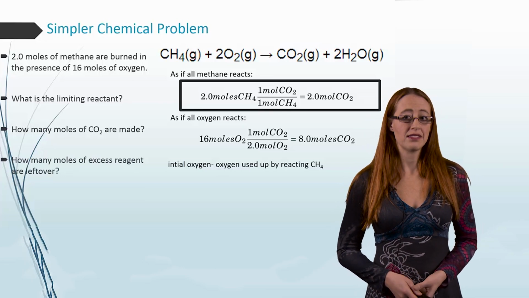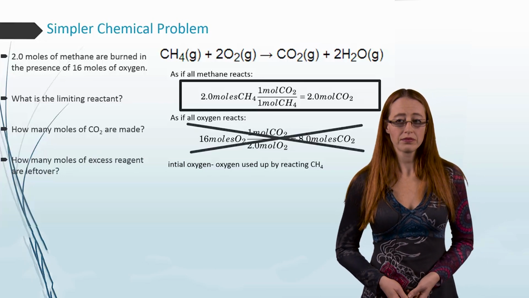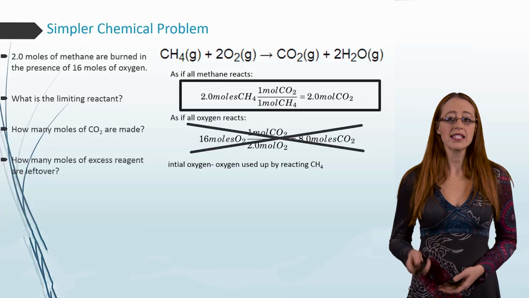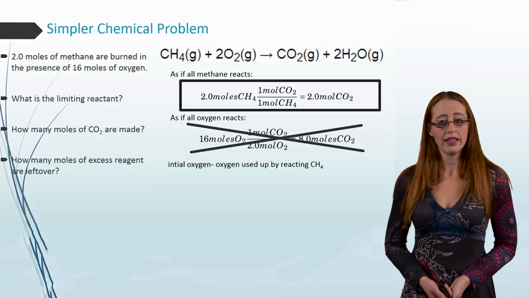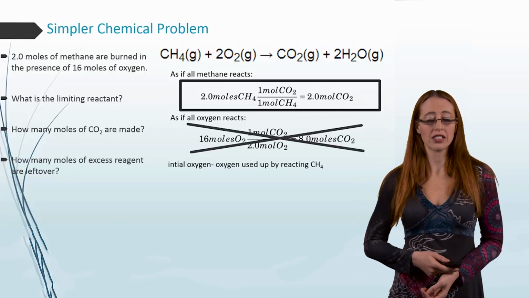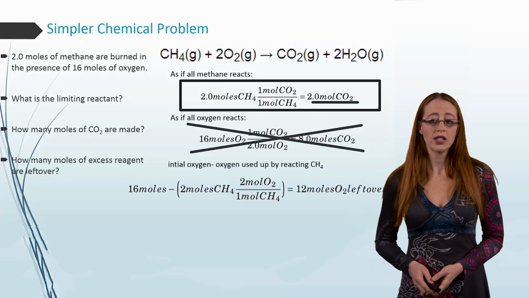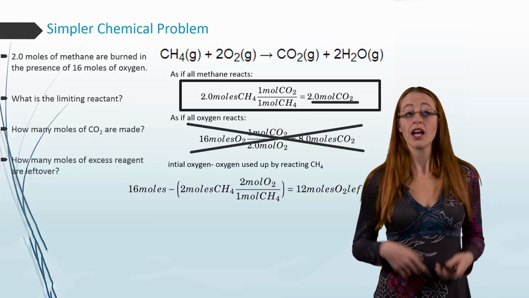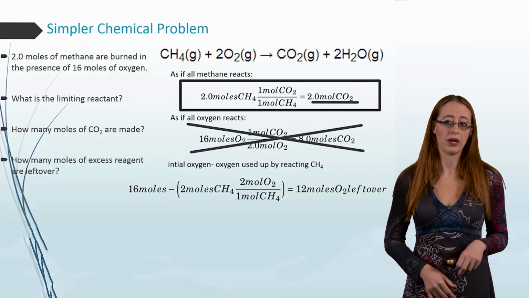So now for the last piece. How many moles of the excess reagent are left over? So we're going to start here by using our methane. Because our methane is our limiting reactant, our methane tells us how much of our oxygen actually gets used up. So let's walk through each of these step by step. Oftentimes students will want to do this in 2 pieces, and that's okay. I just put it all in one.